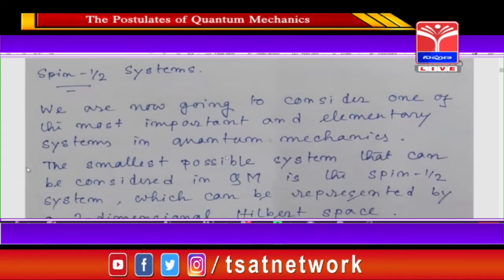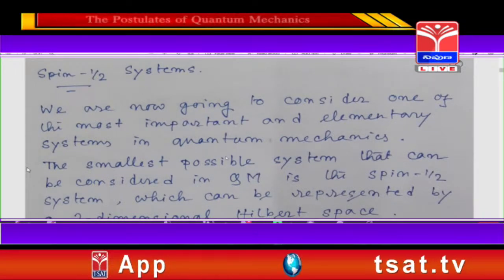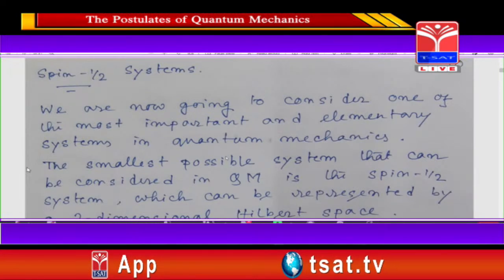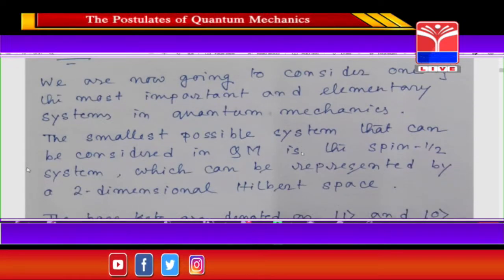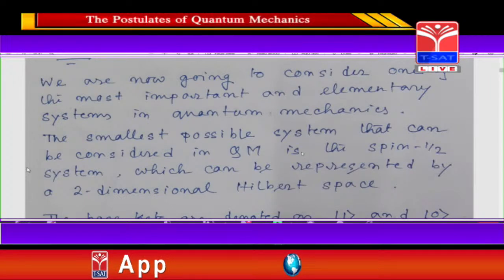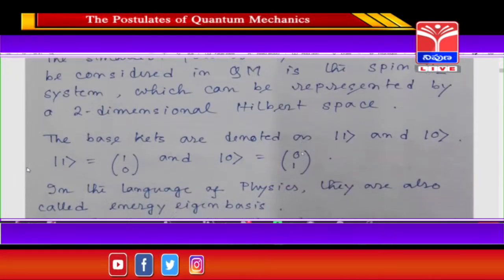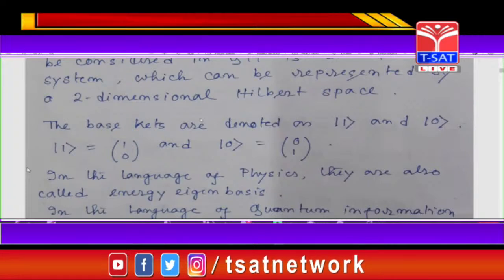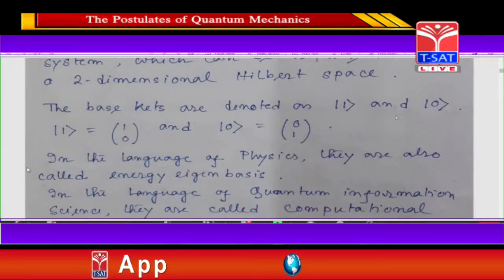Let us now again consider a small two-dimensional system which is called the spin-half system, to explain further what you understand. We are now going to consider one of the most important and elementary systems in quantum mechanics. The smallest possible system that can be considered in quantum mechanics is the spin-half system, which is the smallest Hilbert space possible, that is a two-dimensional space. These A1 and A2 vectors that we are talking about are, in our notation, written as the 1 and 0 vectors.